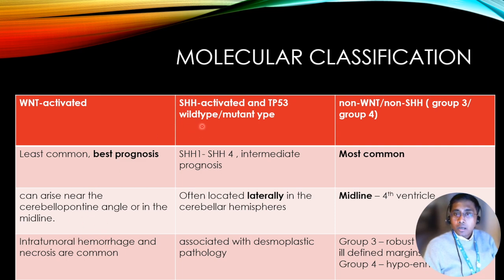The SHH group can again be divided into the TP53 wild type and the mutant type. And remember, they occur laterally in the cerebellar hemispheres. They are associated with a histologically desmoplastic morphology. Among the non-Wnt, non-SHH groups, group 3 and group 4 are the most common tumors we encounter. The one we saw previously was a group 3 medulloblastoma. They tend to occur in the midline. And group 4 are the ones which are hypo-enhancing out of all these.